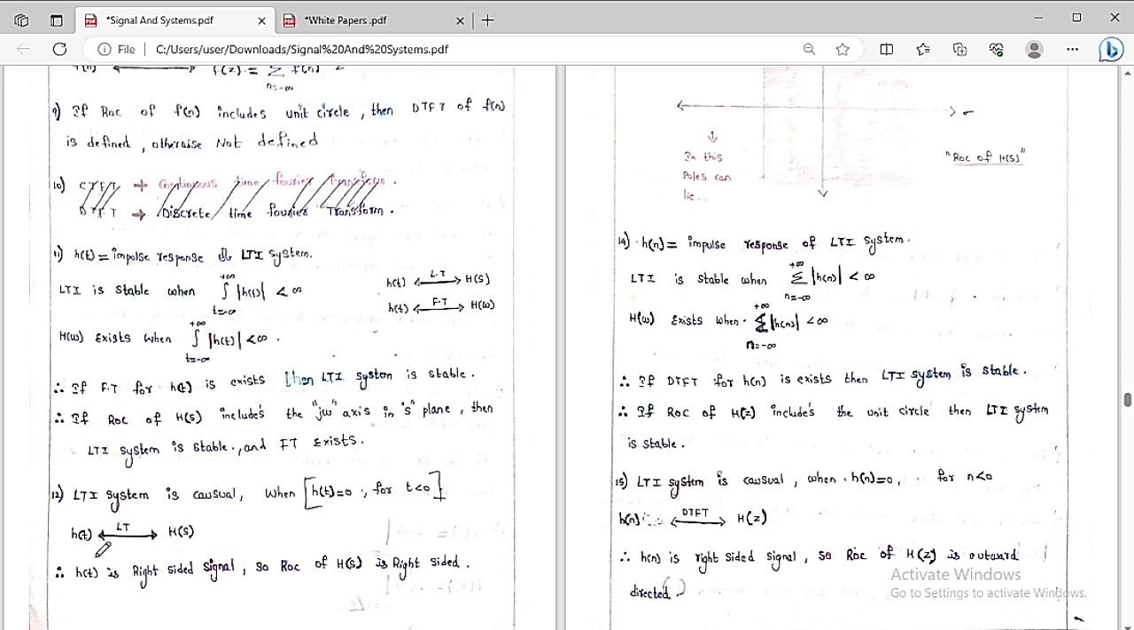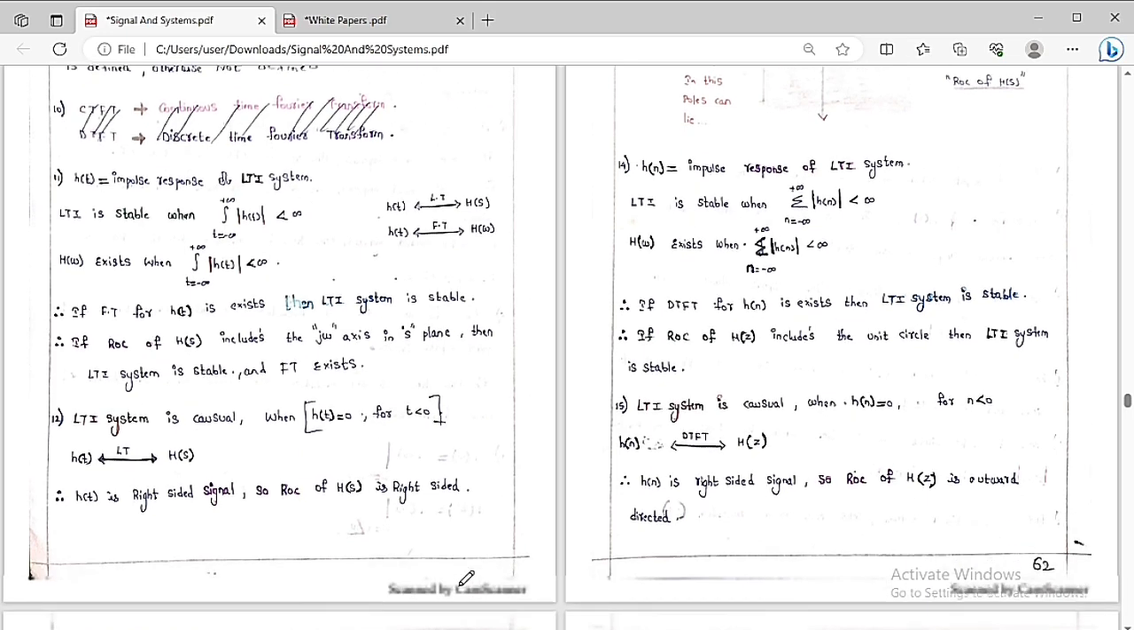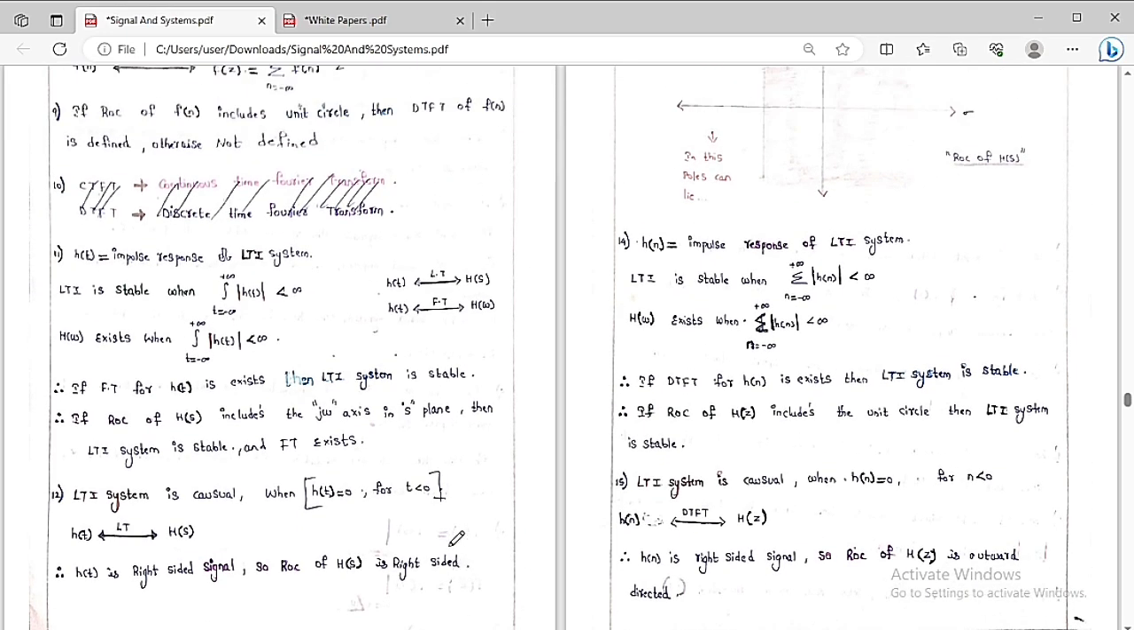So for h of t, if you try to find the Laplace transform, we are going to get H of s. h of t is a right-sided signal, because h of t is equal to 0 for t less than 0. So the ROC of H of s is right-sided. So I can say only one important point.